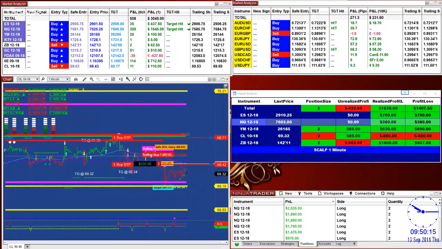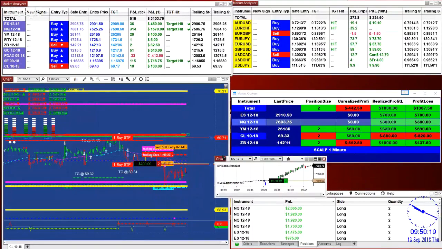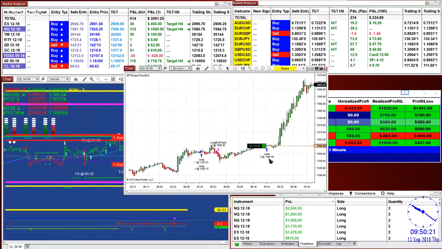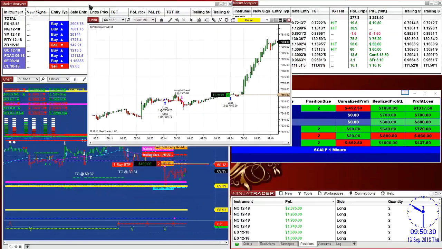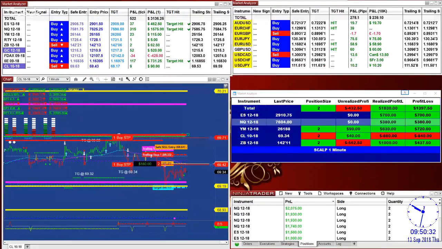Let me look at the 1 minute. This is the 1 minute, and the same story on the 1 minute. We have one small losing trade, and we are hitting right before the breakout 1,740 on the NASDAQ. For the ES traders, sure, we will show you the ES.